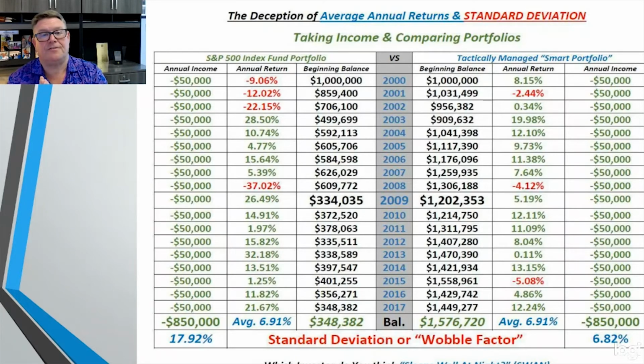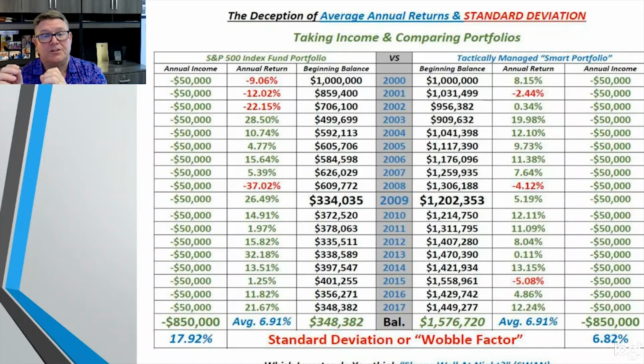Well, let's bring the other factor into the equation, the Wobble Factor, or standard deviation. Our S&P 500 portfolio, you'll see that we end up after these 17 years with $348,382 left over. Not bad. But you'll see down on the bottom left-hand of that column, the standard deviation for this portfolio, how far the pendulum swings, is 17.92%.